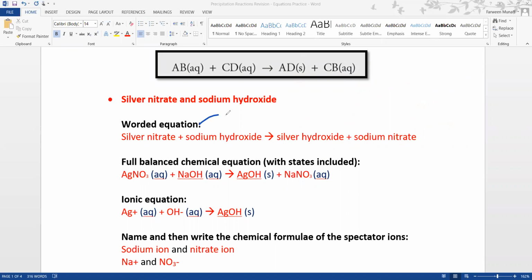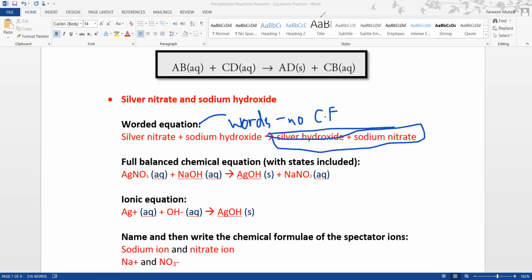Remember guys, a worded equation is just using plain old words. There's no chemical formula here. That's the idea. This is probably the easiest part for you to do. Now, can anyone tell me, how did we get the products in here? Because they're not given to us in the question. So how did we come up with the products?